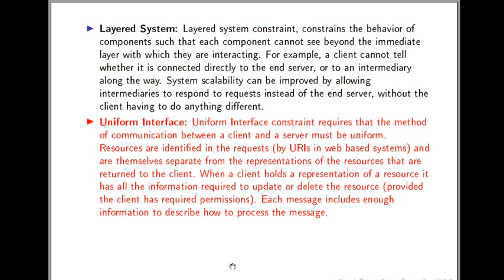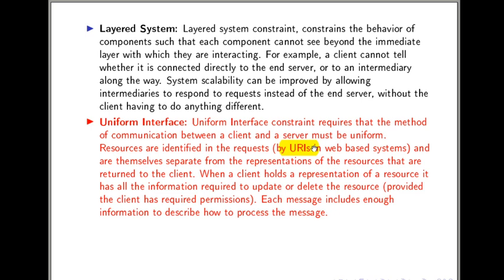Uniform interface. Again, the interface should be uniform. The uniform interface constraint requires that the method of communication between client and server must be uniform. It is not that frequently we change this way of interaction. Resources are identified in requests by URI, used to identify the resource, and are themselves separate from the representation of the resource that is returned to the client.